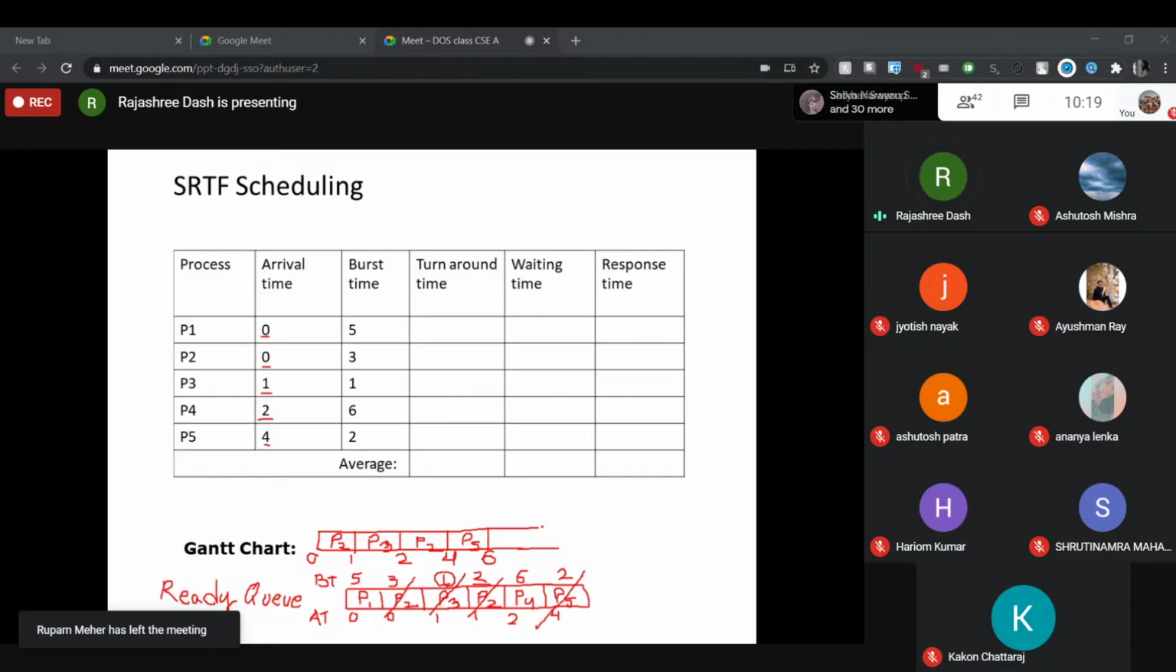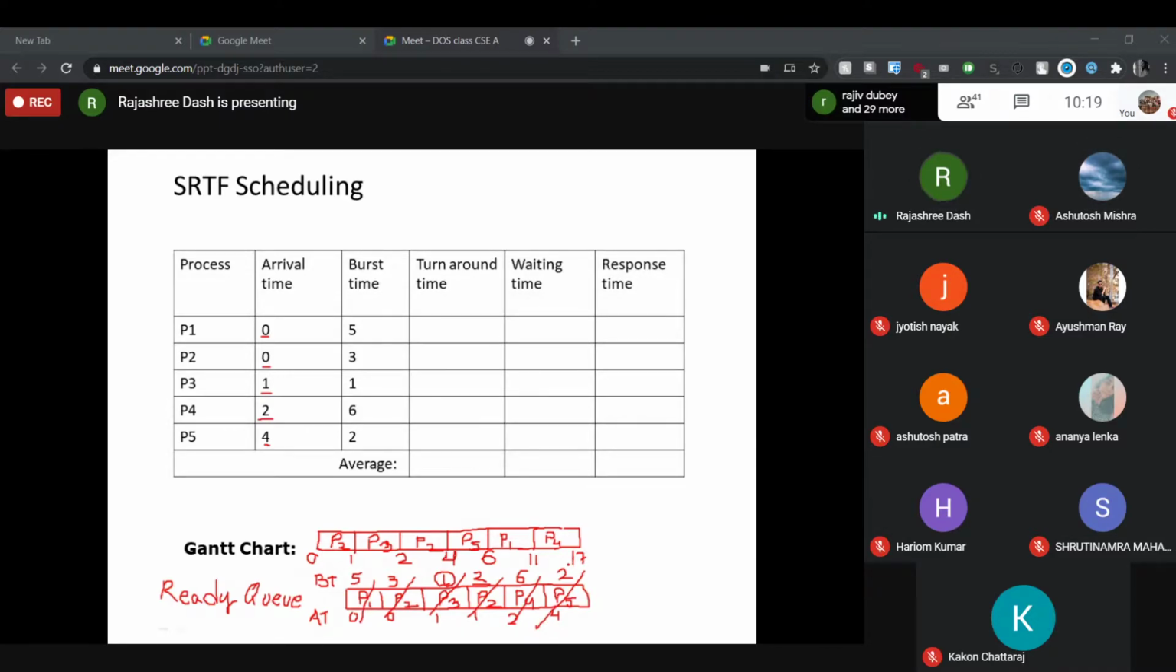After that, what is the next process to be allocated to the CPU? P1. P1 has burst time 5, so 6 plus 5, it will continue up to 11. Now finally, P4 will be allocated with the burst time 6, so it will continue up to 17. Got the thing, Asutosh? Yes, ma'am. Okay.